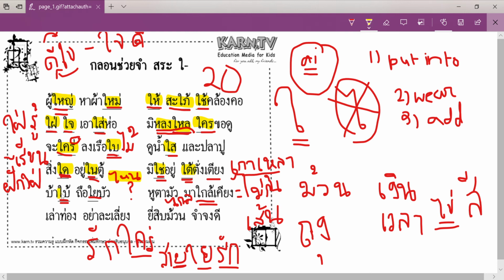Okay, ใบ้ is mute, cannot speak. ใย means fiber. We can talk about ใยอาหาร, สายใยรัก. สายใย means connection, so สายใยรัก means the love connection. And we have ใกล้, which means near, and the opposite of ใกล้ is ไกล.